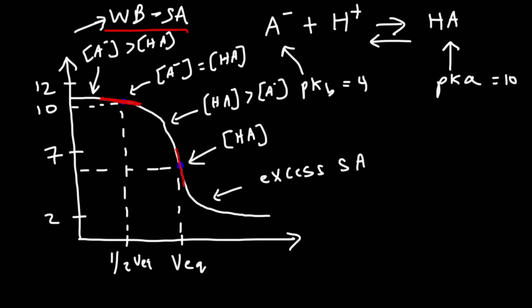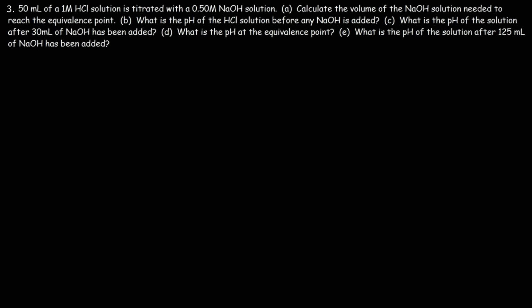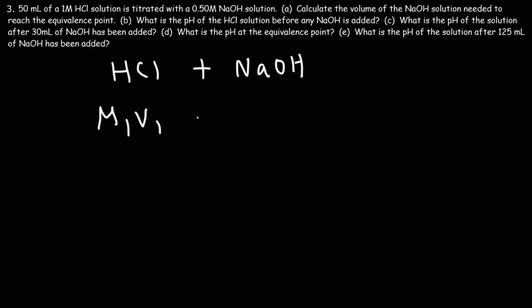along the titration curve. And let's start specifically with a strong acid, strong base titration first. 50 milliliters of a 1 molar HCl solution is titrated with a 0.50 molar sodium hydroxide solution. Calculate the volume of the sodium hydroxide solution needed to reach the equivalence point. So we're combining HCl and NaOH. To calculate the volume at the equivalence point, we could use the dilution formula.